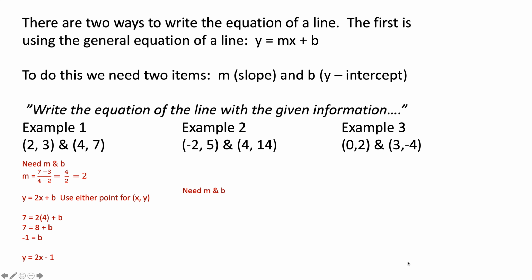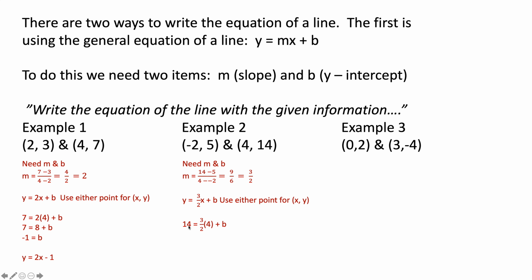Okay, so remember, the first thing we need is the slope and the y-intercept. So let's find the slope. Doing a little subtraction here, 14 minus 5 over 4 minus negative 2. That's 9 over 6. Reducing, which you don't have to do, but you really should do, is 3 over 2. So that gives me y equals 3 halves x, because I know my slope is 3 halves, plus b. I can use either point for x and y. I'm going to use the first point, because there's no negatives. If I can avoid negatives, I like to.